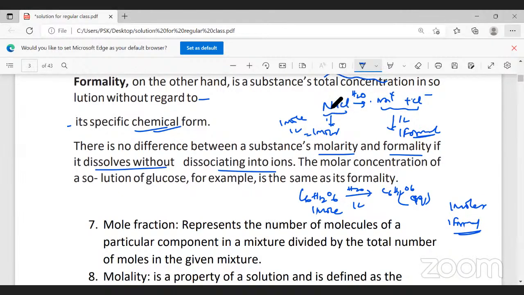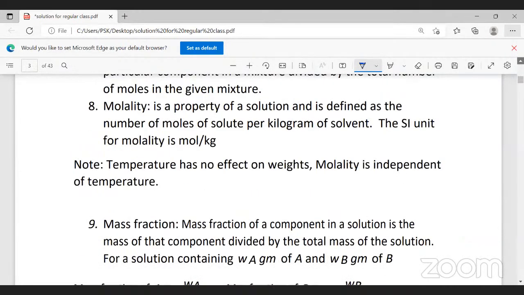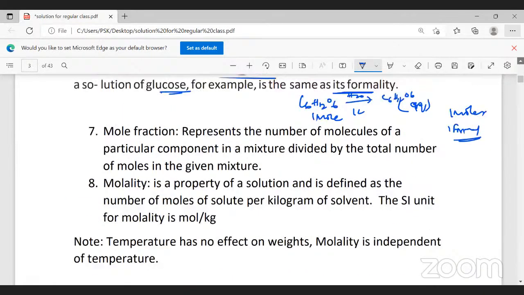But in case the solute dissociates, then there is a minor change. This is as a whole you take, and here we consider the ions. So the molar concentration of a solution of glucose, for example, is the same as its formality. I just explained it here, and it's been printed also here. Did you understand what is molarity? Yes, sir.